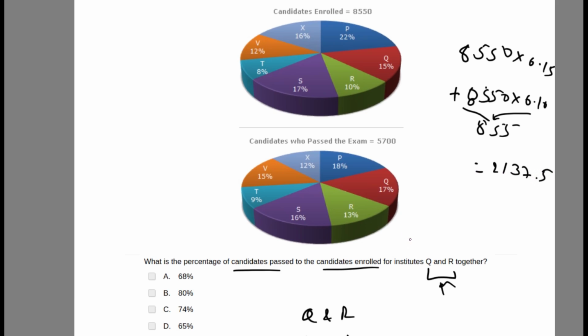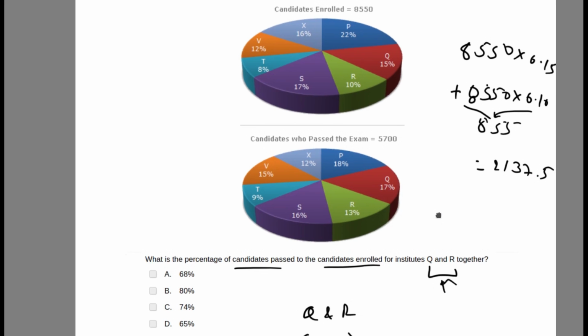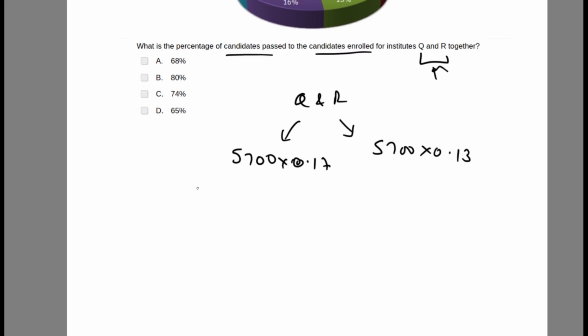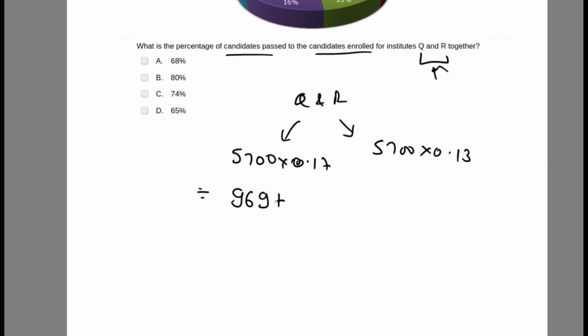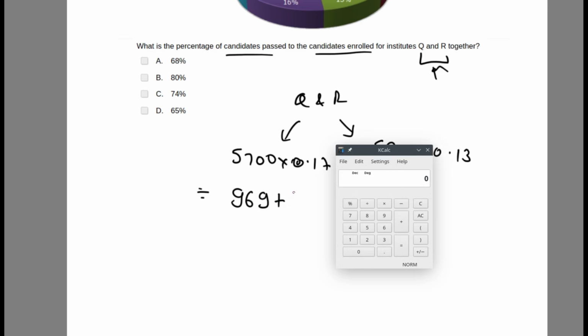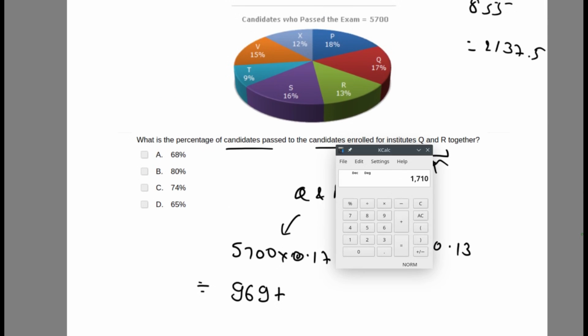Next thing is finding this. Just find this, 5700 into 0.17, which is 969. 969 plus 5700 into 0.13, which is 741, plus 969 is 1710, and 1710 divided by 2137.5 is 0.8 or 80%.